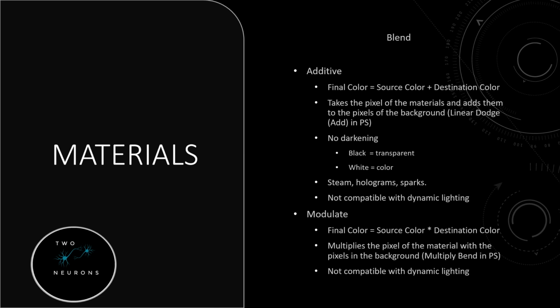Modulate does very much the same as what's up there, except instead of adding it together, it multiplies it together. This is like the multiply blend in Photoshop. And like additive, it is not compatible with dynamic lighting.